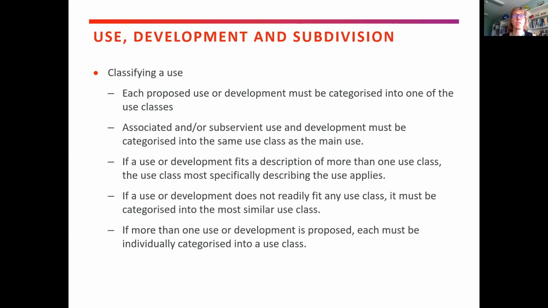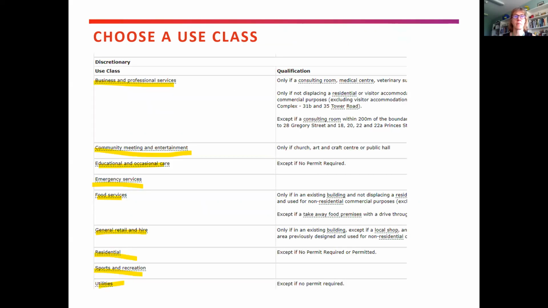Okay, lots of words on this slide, but the important thing to note is here, you have to come up with a use, or in some cases, more than one use that fits into the use tables. So choosing a use class is a really important stage of deciding how your development, or how your use is going to fit into the planning scheme. So you need to go down and look at these, and these are hyperlinked to definitions, and see what they say. Sometimes there's qualifications, sometimes there isn't.